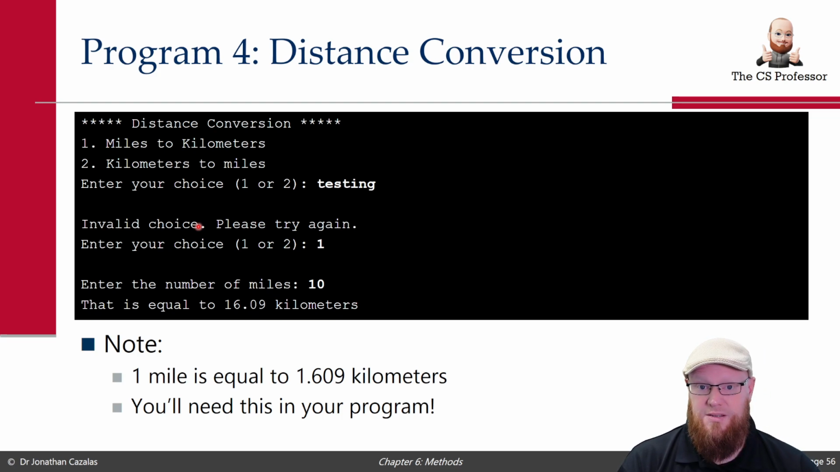That's going to be inside a loop. But finally, if they enter a valid choice, which is just 1 or 2, if they entered 1, I then ask them to enter the number of miles. They entered 10, and I print what it's equal to. I do say here, note that 1 mile is equal to 1.609 kilometers. Of course, we're going to need that.